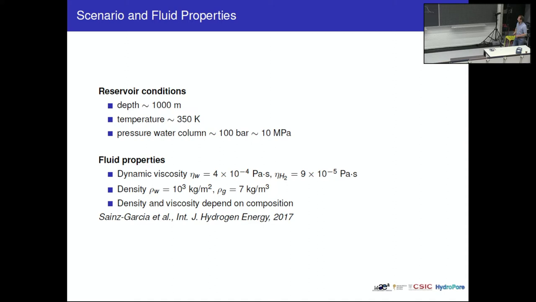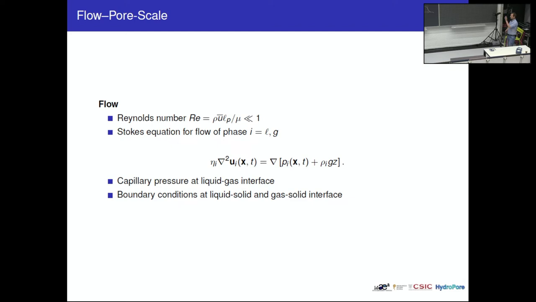So, flow on the pore scale. I'm going through this rapidly because Rainer has already talked about it. We have Reynolds numbers, if we consider water density or gas density and flow velocities of meters per day and a pore size of 10⁻⁴ meters, that are really below one, so it's very good to use the Stokes equation that we have here. For multiphase flow or component flow, we need to specify capillary pressure at the liquid-gas interface, and one has to prescribe boundary conditions at liquid-solid and gas-solid interfaces. Wetting angles and everything that you need.